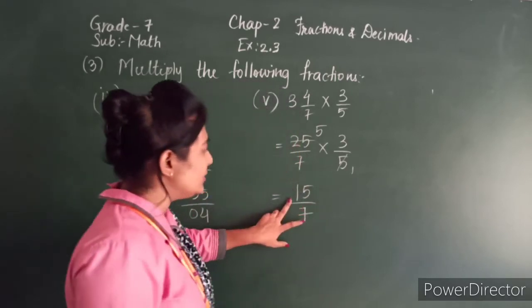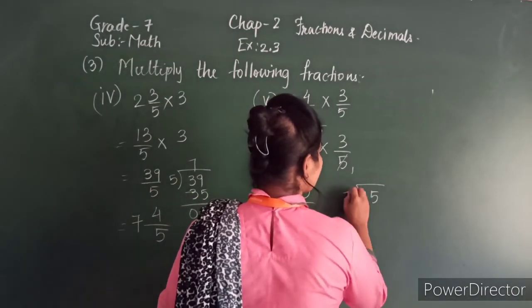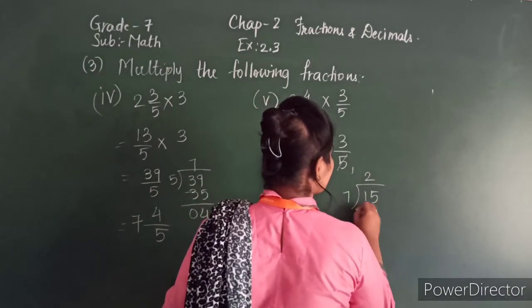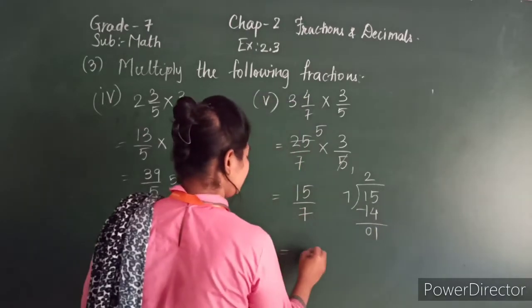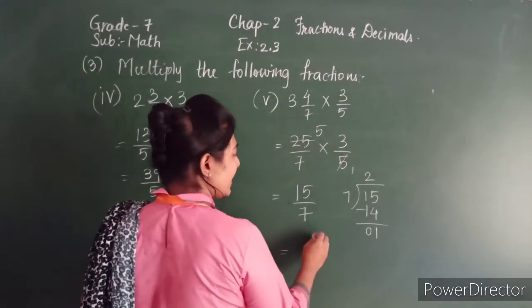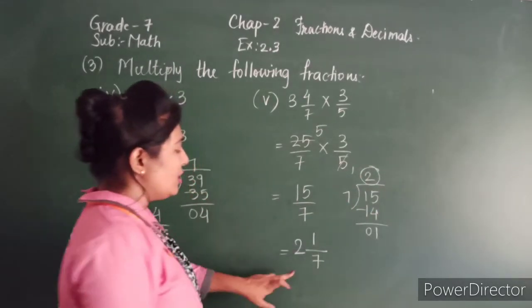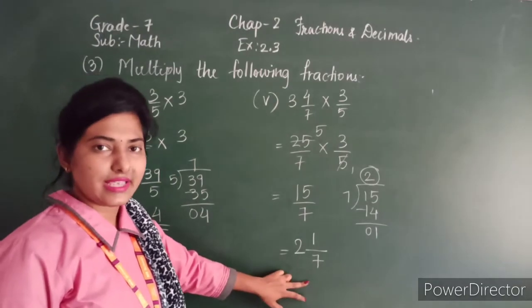So here also the numerator is greater than denominator, so we have to convert this. So 7 2s, it is 14. So 1 is the remainder. So we have to write 7 in the denominator, and this 1 remainder we have to write upward, and this 2 we have to write on the side. So our answer is 2 1 by 7.